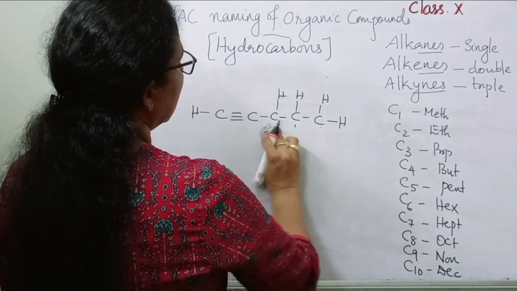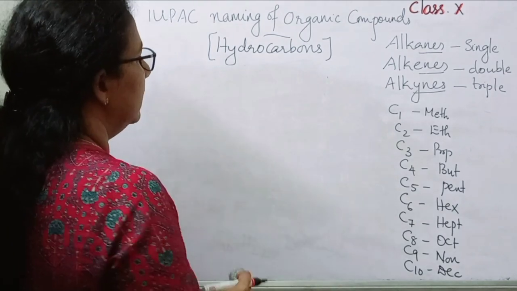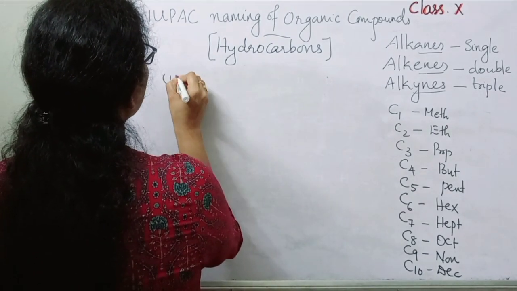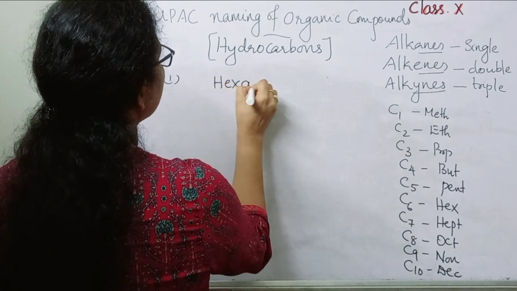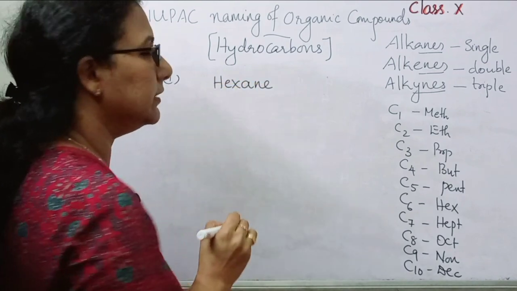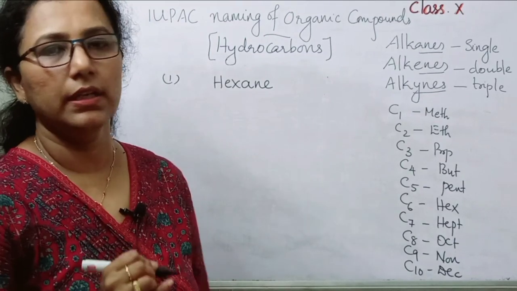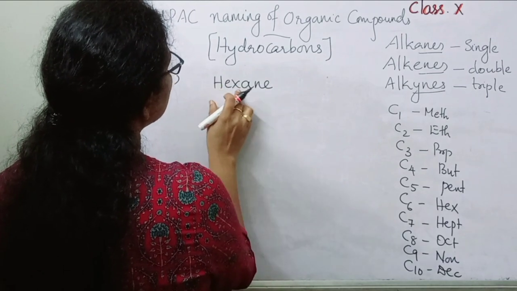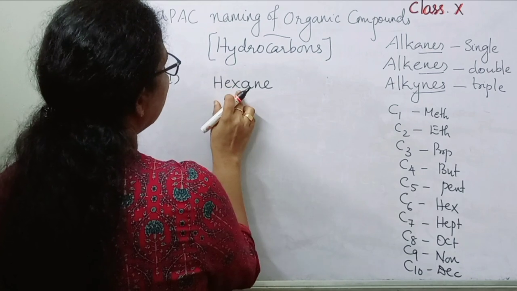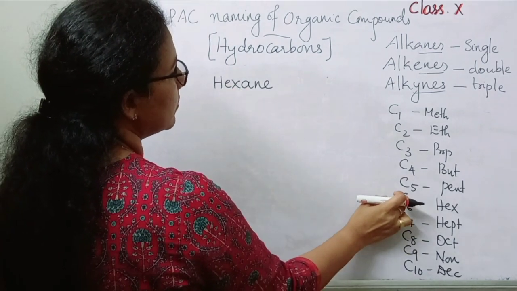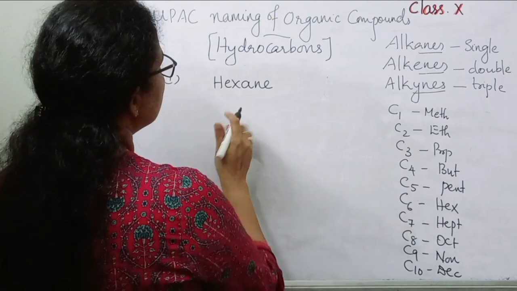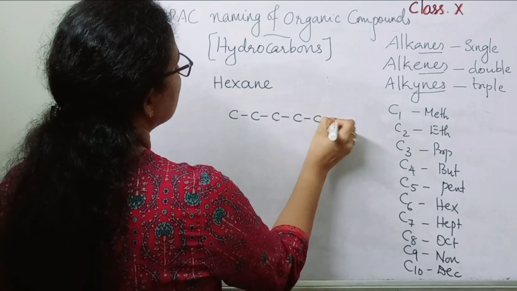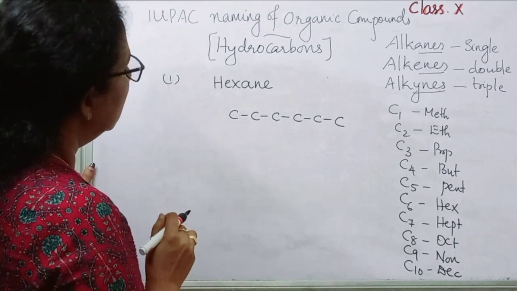Now let's see how to draw the structure if you are getting the name of a particular organic compound. So if you are getting the name of an organic compound as hexane, how to draw the structure? So for drawing the structure, first of all you have to check the starting word. So it starts with hex. So it will be 6 carbon atoms in this case. So you have to draw 6 carbon atoms with a single bond.